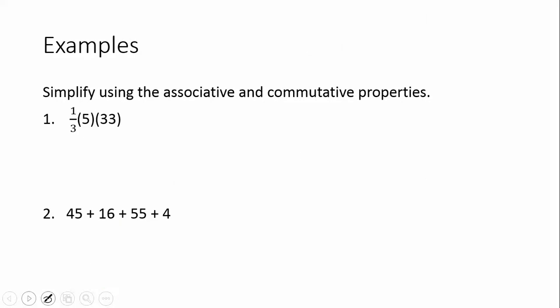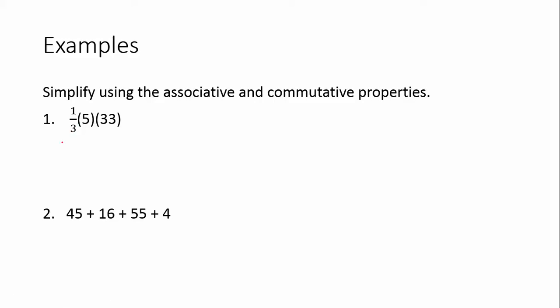Let's look at some examples to simplify using the associative and commutative properties. So what we have here are possible multiplication or addition problems where if you just do it in order, we may or may not know the answer right away, or it may be a little more difficult to solve. So we're going to do some rearranging so that things are easier to solve.